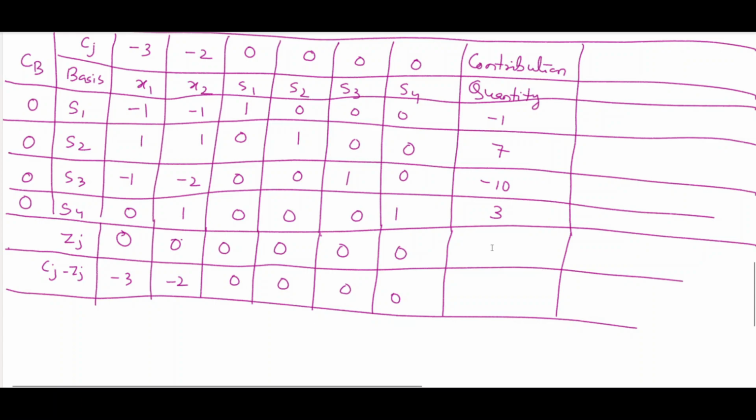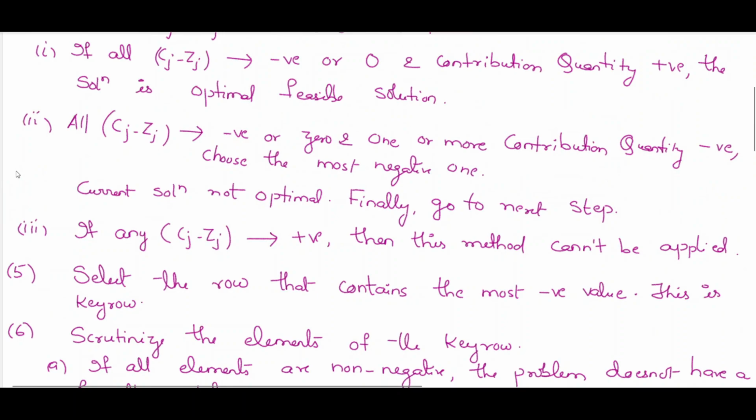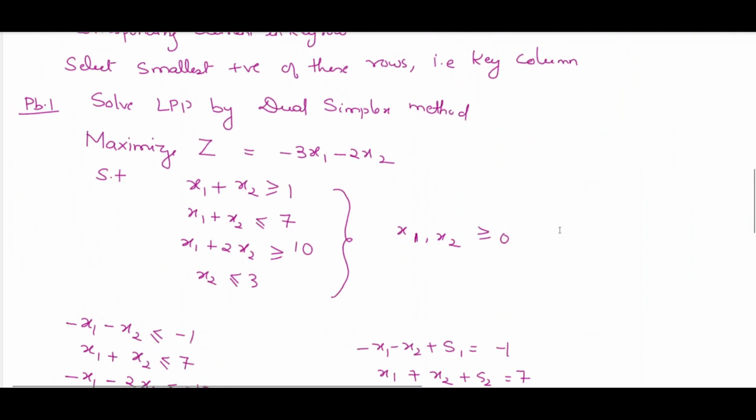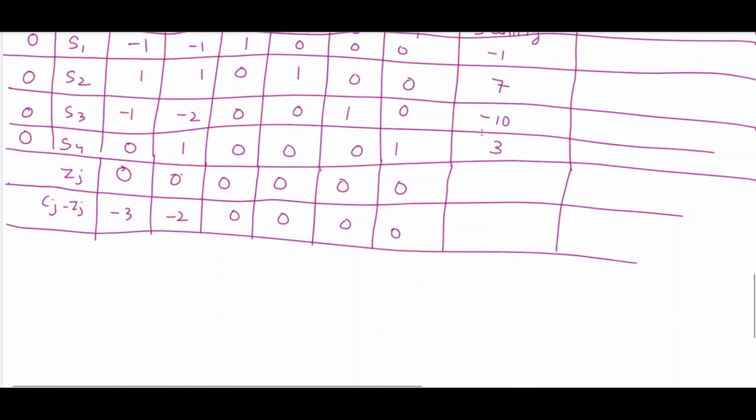Now we have to start with the key. Here in this problem we first choose the key row. The key row is the one with the most negative contribution quantity. You can see that the most negative contribution quantity is your minus 10. This is written in the rules: select the row that contains the most negative value, that is the key row. So minus 10 is the most negative value, so this is the key row.